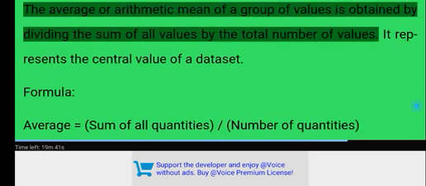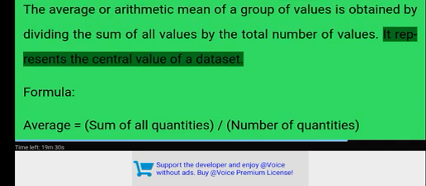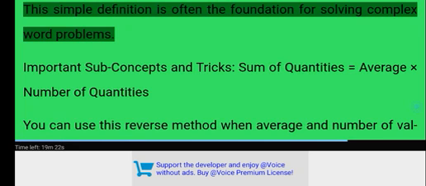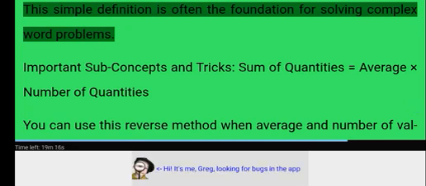Concept of average. The average or arithmetic mean of a group of values is obtained by dividing the sum of all values by the total number of values. It represents the central value of a dataset. Formula: average equals sum of all quantities divided by number of quantities. This simple definition is often the foundation for solving complex word problems.